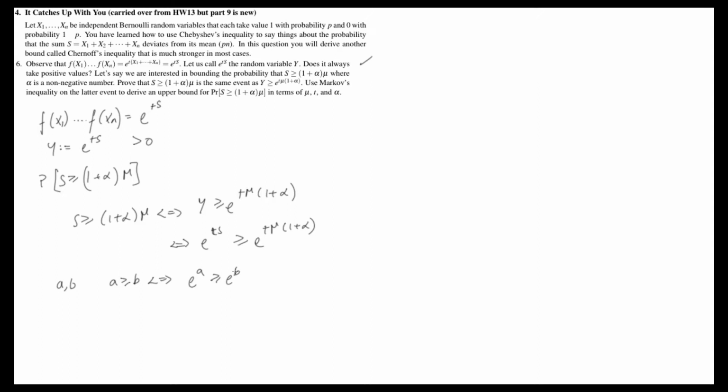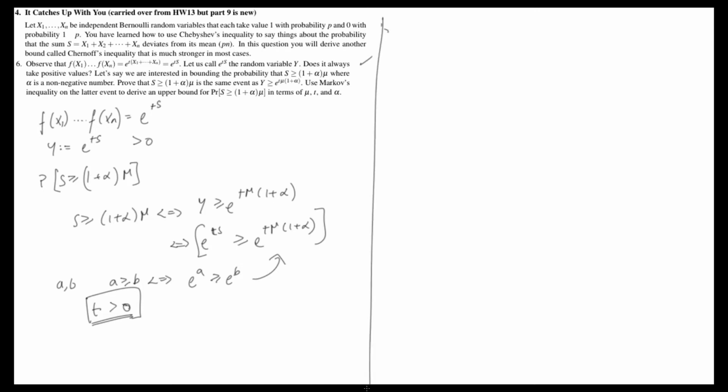So you have, just by this property, e to the ts is greater than or equal to e to the t times mu times 1 plus alpha if and only if s is greater than or equal to 1 plus alpha times mu. But there is a caveat here. This requires t to be greater than or equal to 0, not strictly greater than 0. And as we will see later, t will be greater than 0, so this is fine. If t is less than 0, then the inequality sign is flipped, because now you have a negative exponent, and if you increase the negativeness, then it's obviously going to decrease the value of the exponential.